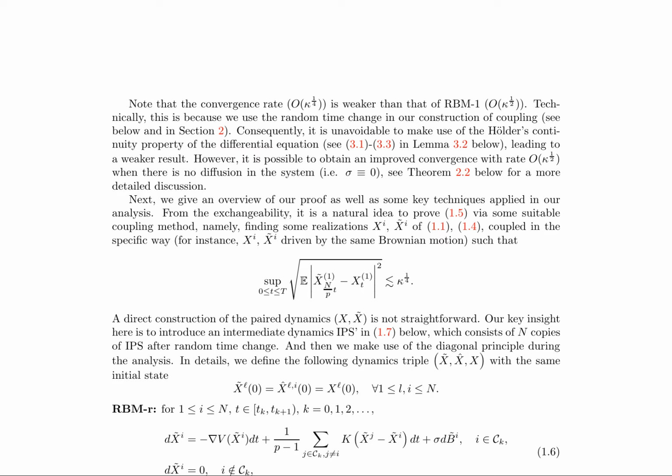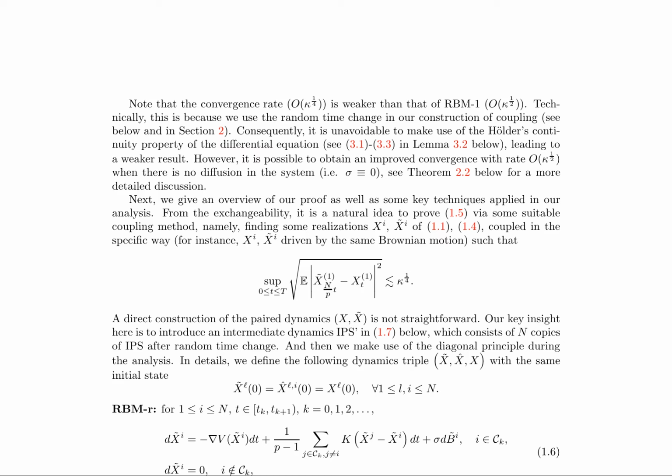However, an improved convergence rate O(κ^1/2) can be obtained when there is no diffusion in the system. The authors discuss the technical challenges and limitations of the proof, including the use of Hölder's continuity property and the construction of the paired dynamics.